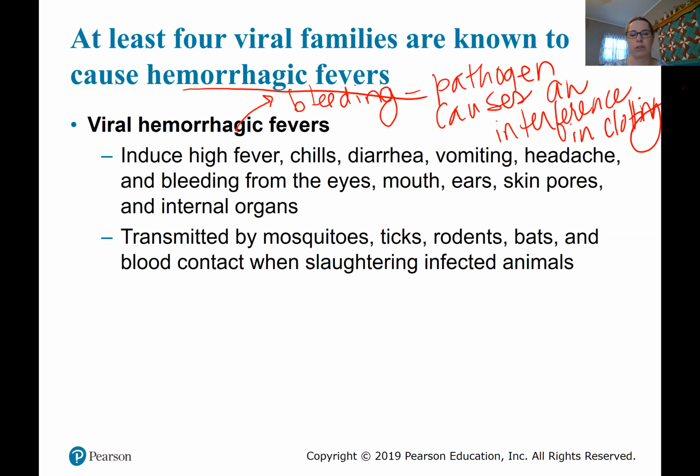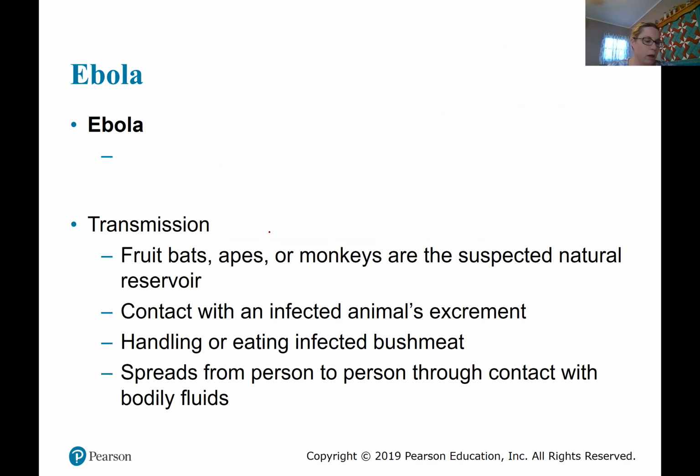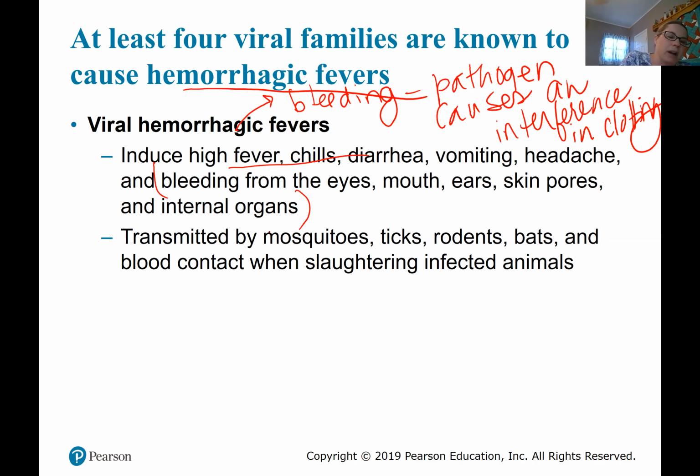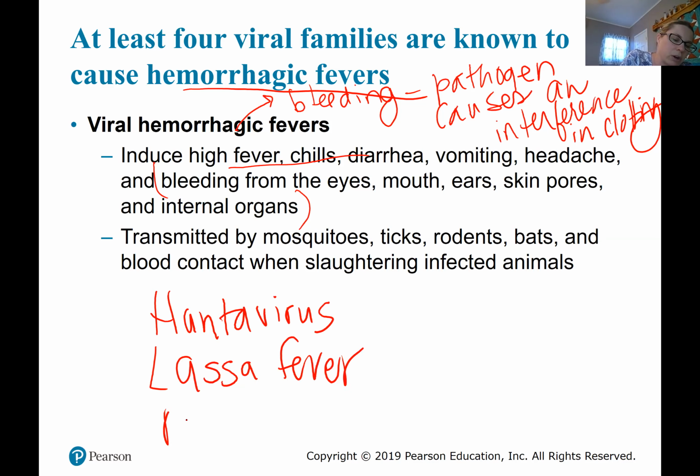Hemorrhagic fevers, there's a few of them. We're just going to look at one. Symptoms include high fever, chills, diarrhea, vomiting, headaches, and then bleeding from different orifices and internal organs, because the ability to clot has been disrupted. Depending on the virus, can be transmitted by mosquitoes, rodents, bats, or other animals. And the one we're going to talk about is Ebola virus, but hantavirus is one, and there's Lassa fever, and there's also Marburg fever.